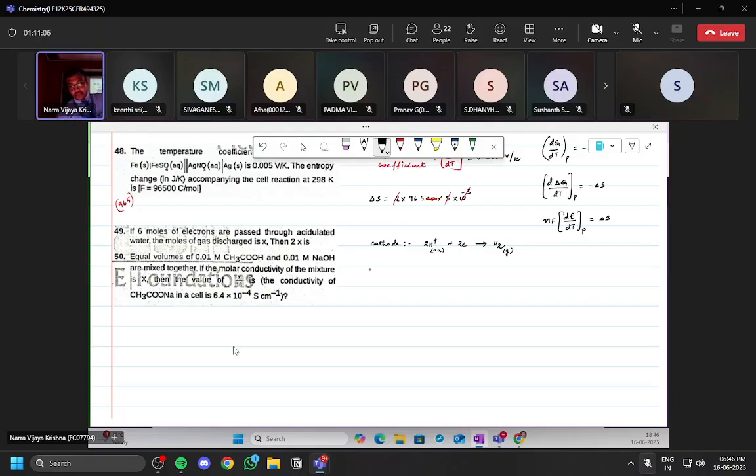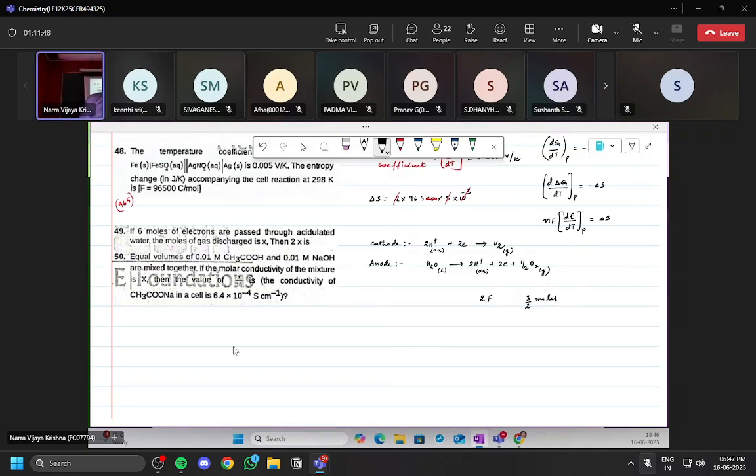At the anode, what is present? Water only, H2O. So H2O gives rise to 2H plus plus 2 electrons plus half O2. So if I pass 2 electrons, one H2 is liberated at the cathode and half O2 is liberated at the anode. So for 2 electrons, in total it is 1.5, which means 3 by 2. For 2 electrons, or 2 Faraday, it is 3 by 2 moles.